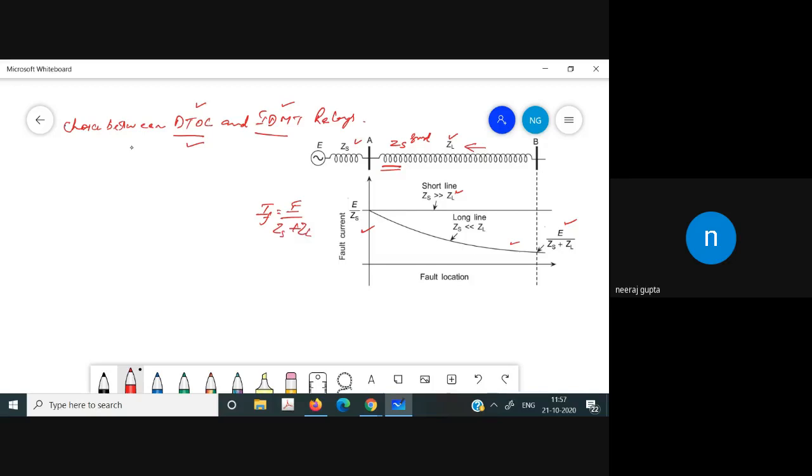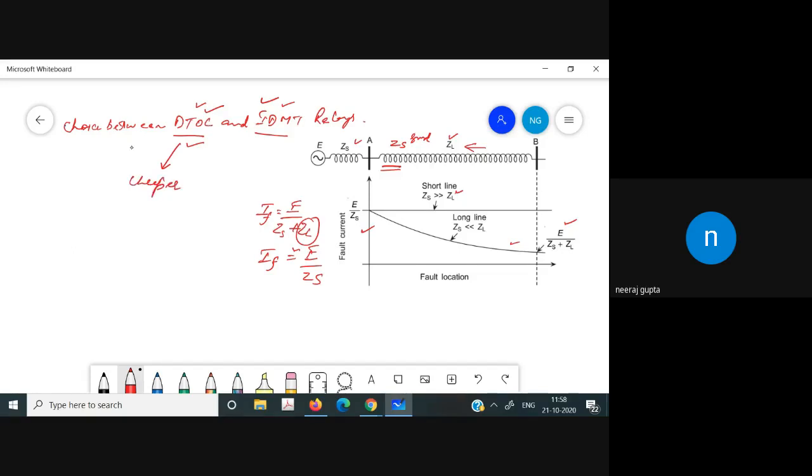So if ZL is small, it can be neglected, and IF is approximately equal to E divided by ZS. It means that for a short line, the current will remain constant, and the inverseness of the characteristics of the IDMT relays cannot be exploited. So in such situations, we use the DTOC relays. These DTOC relays are much cheaper than the IDMT relays.